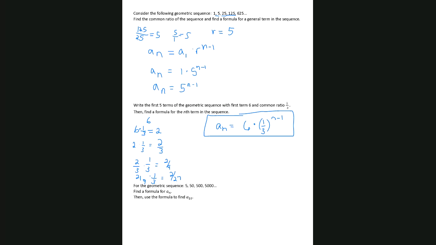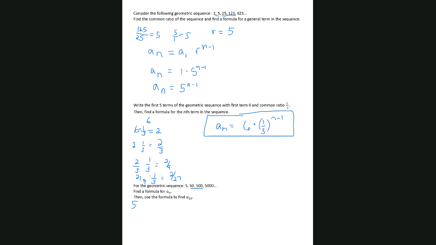I have another question here. We have some time. Let's see how far we can get with this one. So it says for the general geometric sequence 5, 50, 500, 5,000, we want to find a formula for a sub n. So we need the first term, that's 5. We also need the common ratio. I don't have it, but I can find it by choosing any two terms and dividing.